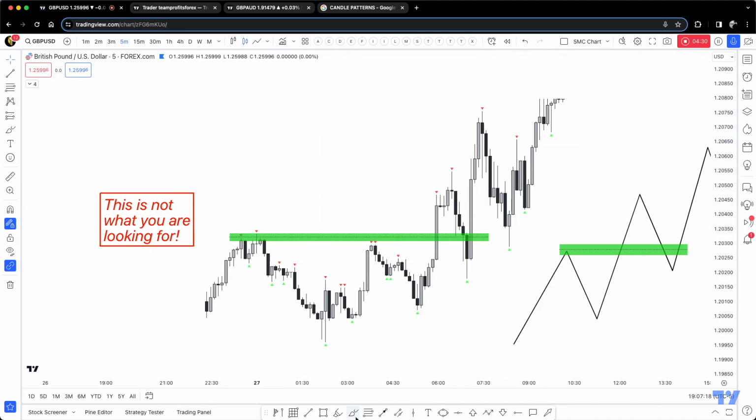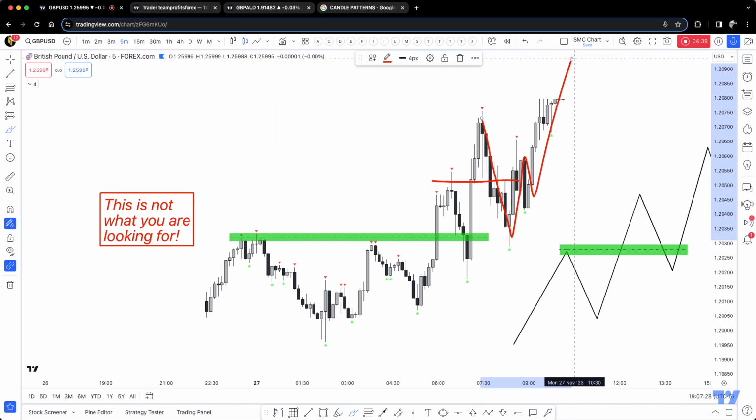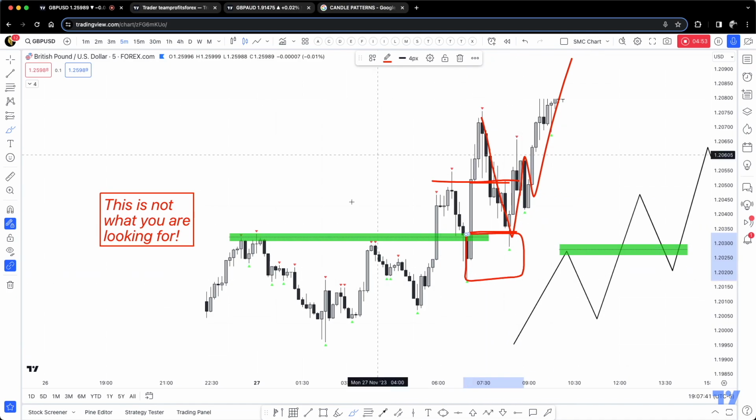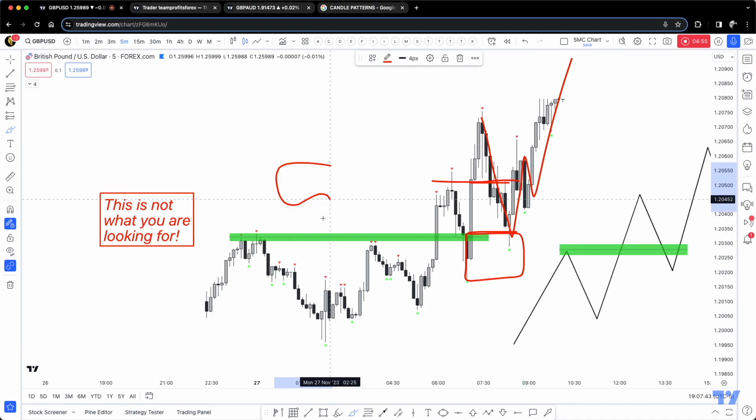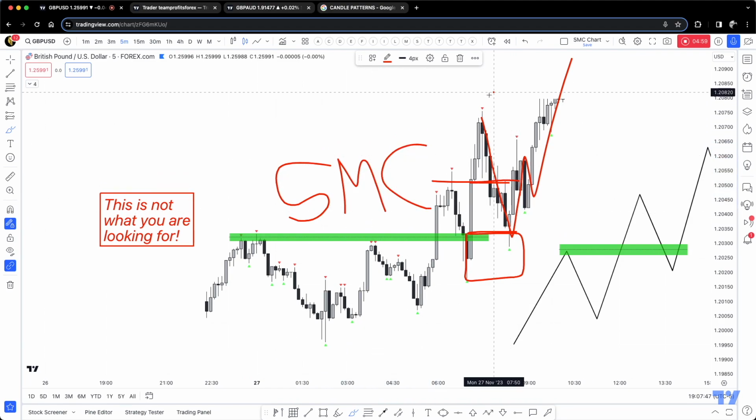So you see what it did? Price broke, but came back way too deep before actually pushing up. What happened? Well, probably there was a fair value gap. This is an imbalance right here, this candle, and this is an order block again. Again, we're not trying to trade SMC. So this trend right here was sort of an SMC trend, and we want to avoid it.